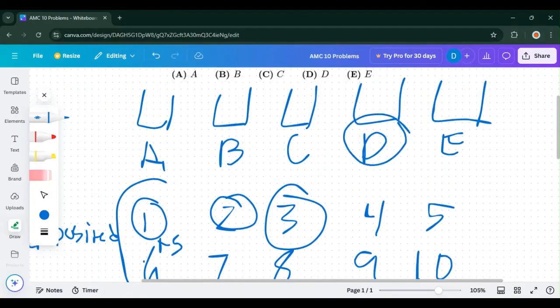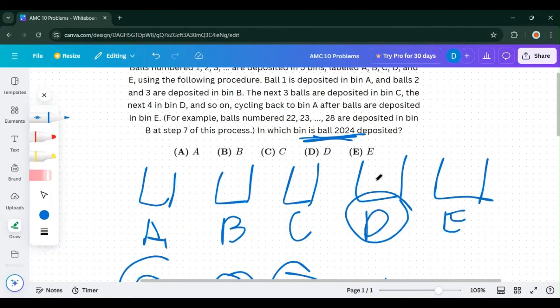And obviously you can use modular arithmetic to solve this, but this is just a more logical approach, and you can see it very clearly, and it's pretty simple as well. Okay, so the answer is D.